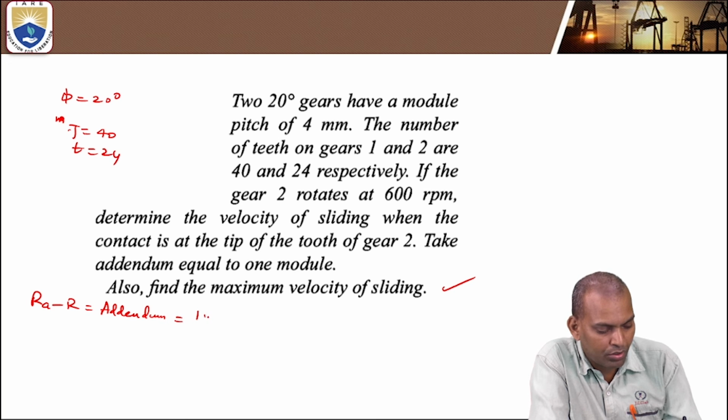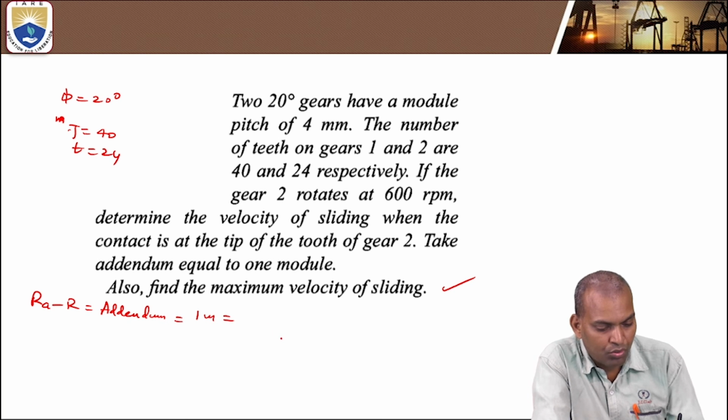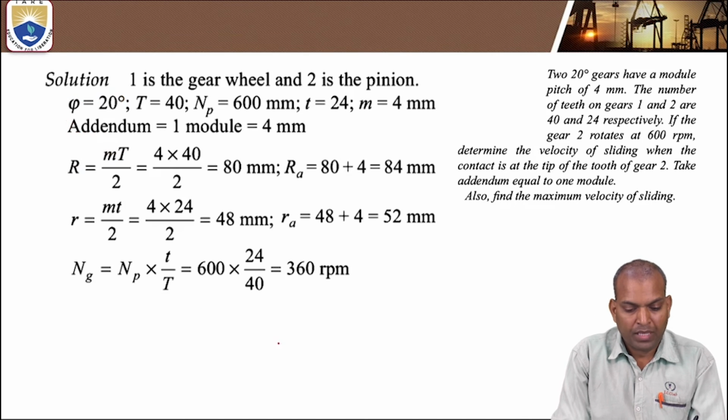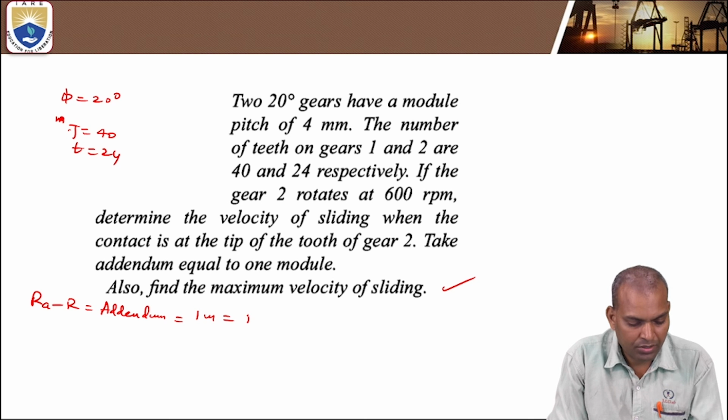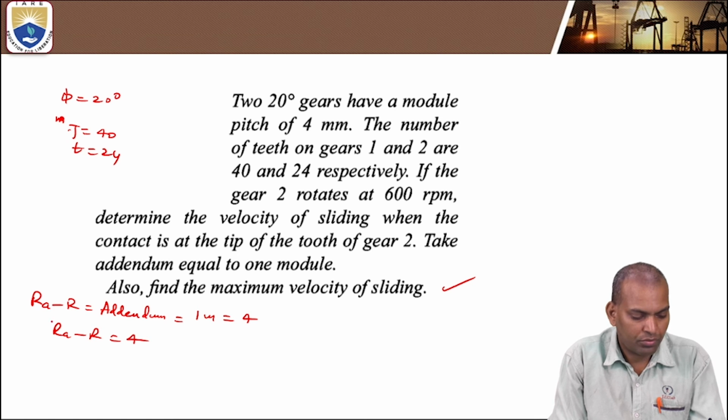That is equal to 1 module. That 1 module is equal to a module pitch of 4 millimeter. So what is the module? That module is equal to 4 millimeter. That is, Ra minus R equal to 4. That is the condition.